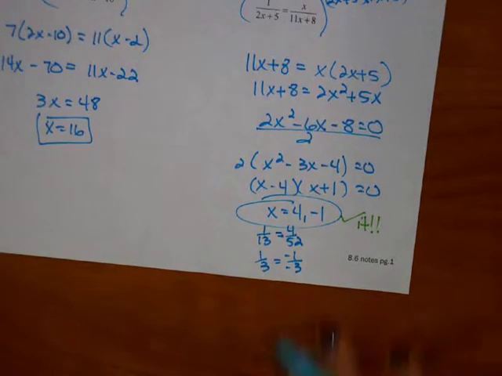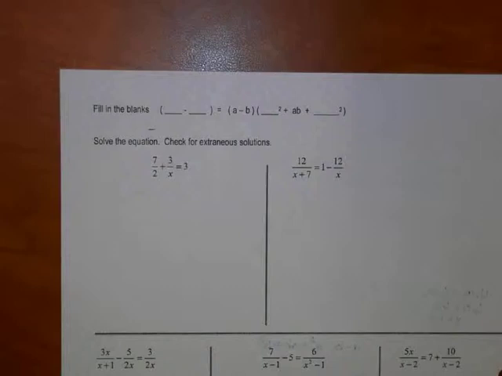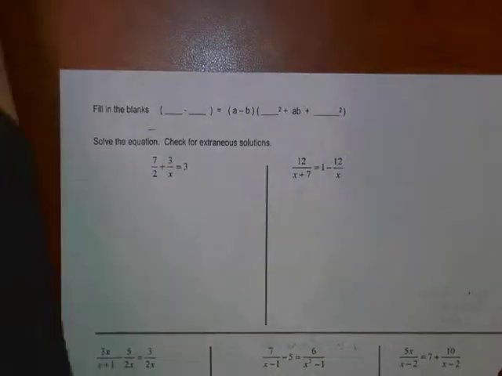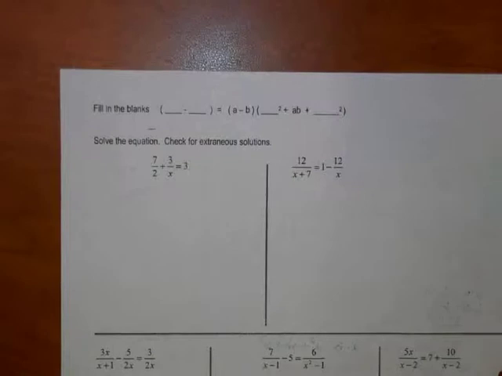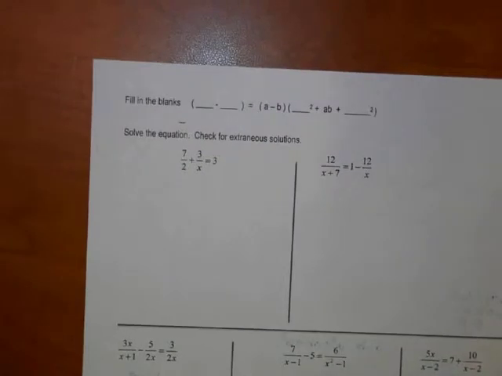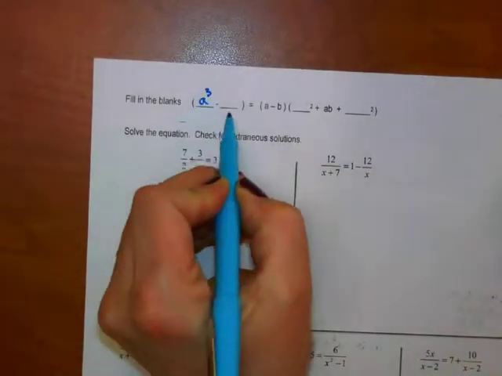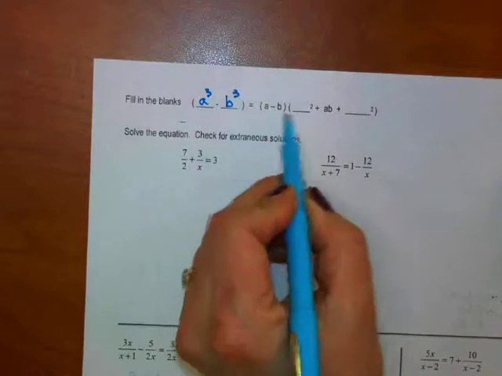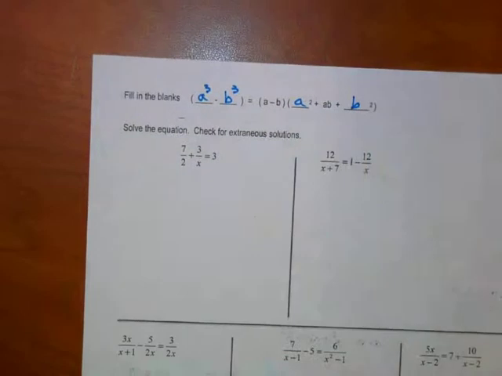Okay, turn it over. Oh, look what's up there again. Fill it in. If you don't remember, you just look at the other side, right? So what goes here? a cubed minus b cubed equals a minus b times a squared plus a times b plus b squared. Okay? All right. We'll use it later. Don't worry, okay? It's coming.